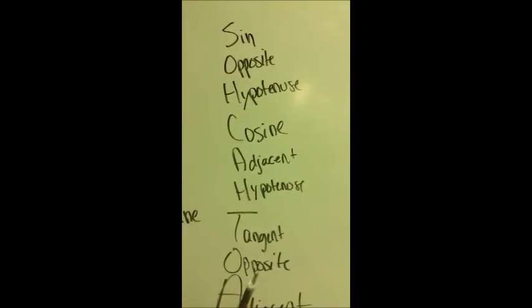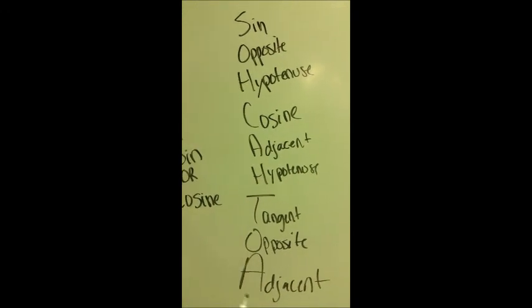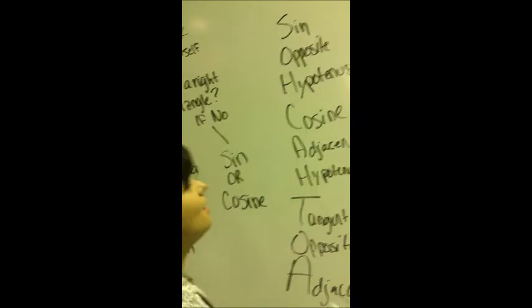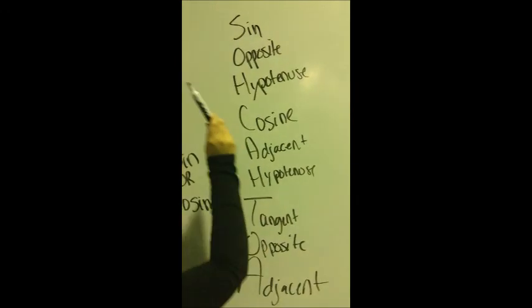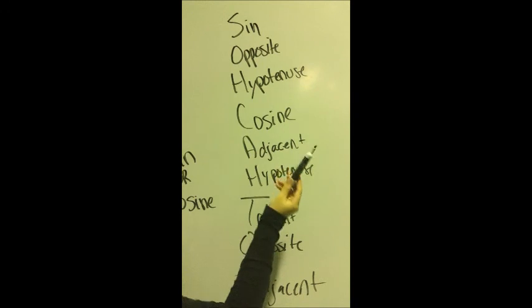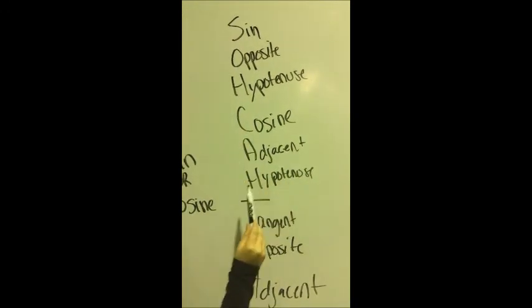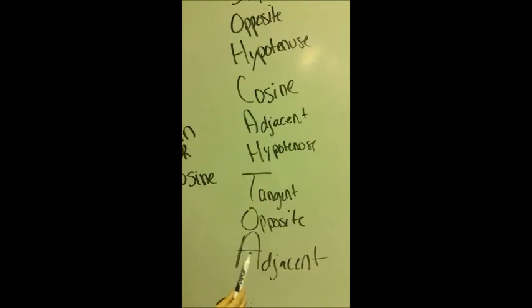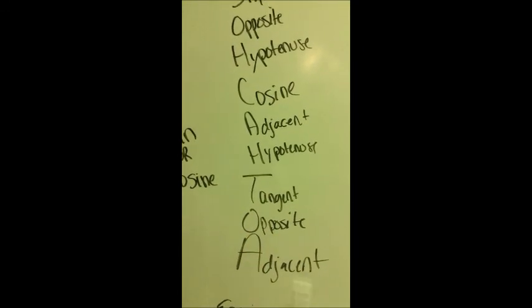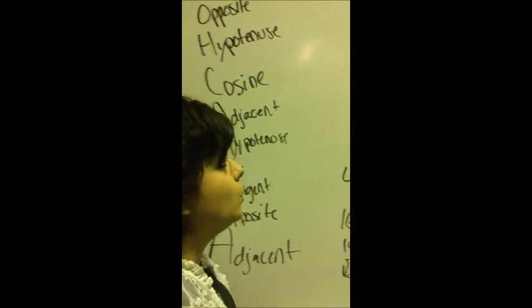SOHCAHTOA is an acronym, and here is what it stands for. SOH: sine, opposite over hypotenuse. CAH: cosine, adjacent over hypotenuse. TOA: tangent, opposite over adjacent. That is what you can use if it is indeed a right triangle.